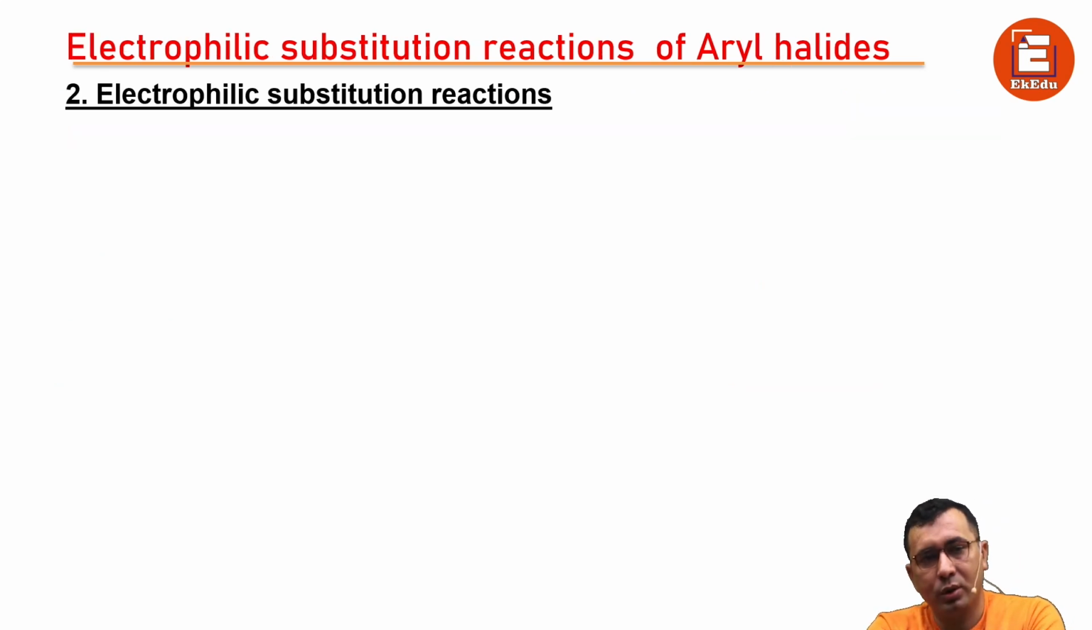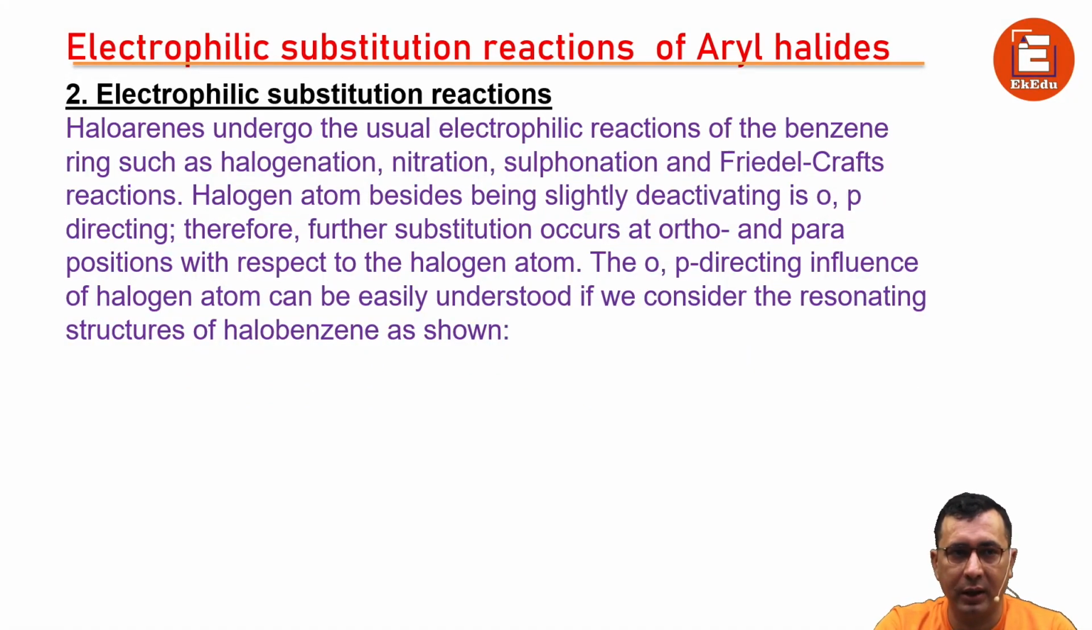Now let us discuss the electrophilic substitution reaction of halogen derivatives. As with most benzene derivatives, they give electrophilic substitution reactions. Haloarenes usually undergo electrophilic substitution reactions of the benzene ring, such as halogenation, nitration, sulfonation, and Friedel-Crafts reaction is the best example of this type of reaction. Further, substitution occurs at the ortho and para position with respect to the halogen atom. The ortho-para directing influence of the halogen atom can be easily understood if we consider the resonating structures of halobenzene as shown.